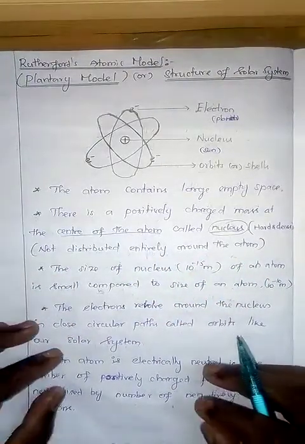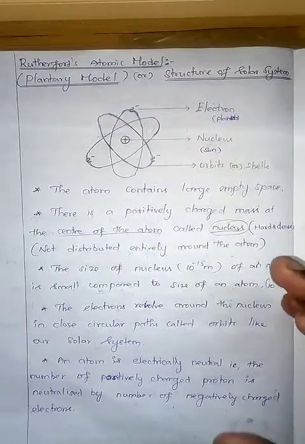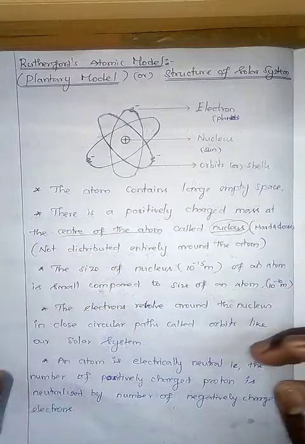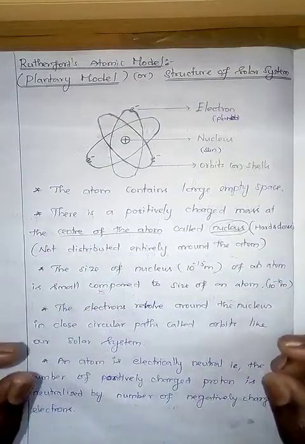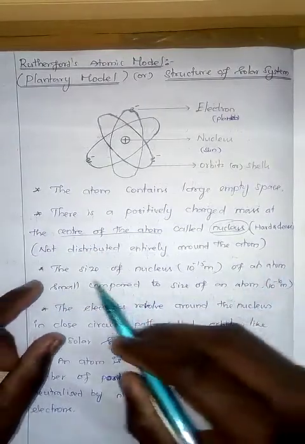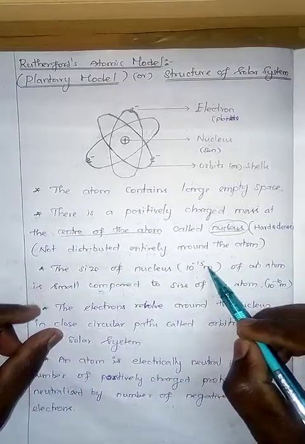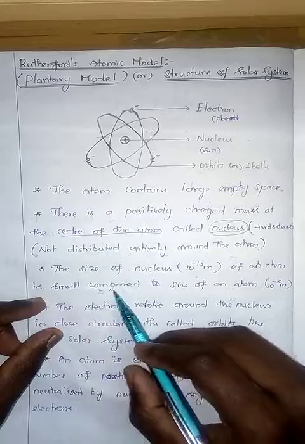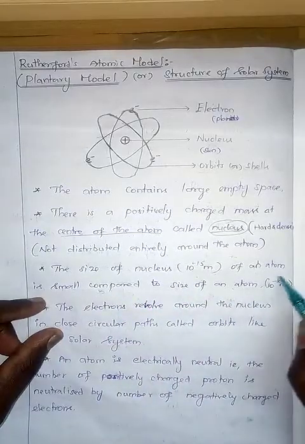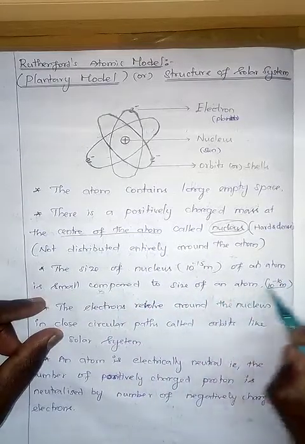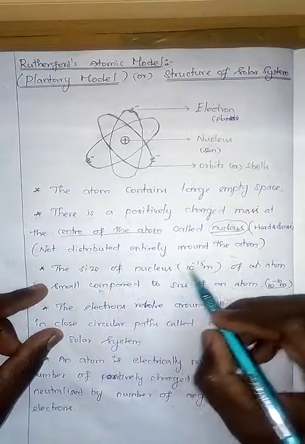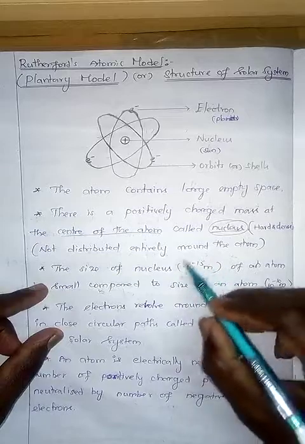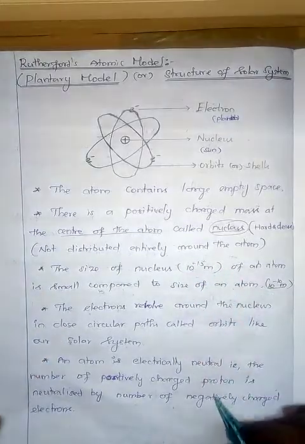What is the size of the nucleus? As he said, the atom has a large empty space, so it has a very small size. The nucleus is even smaller. The size of the nucleus is approximately 10 to the power of minus 15 meter, which is small when compared to the size of the atom, that is 10 to the power of minus 10 meter. So the nucleus is very small.